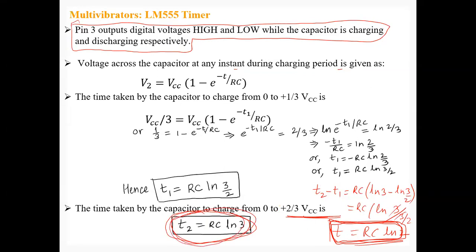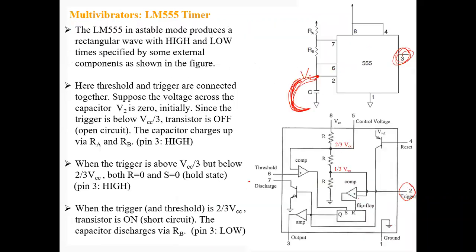Let me show you here. Let me go back here. So when my T2 is, T2 is charging up to B equals 2/3 of VCC. The time taken is T2, right?